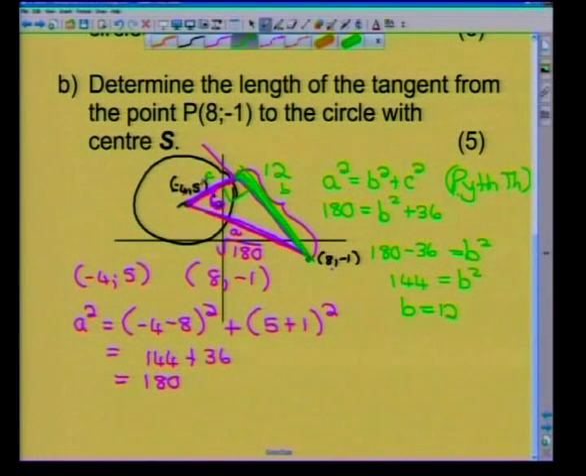So it's very easy. If they ever ask you to find the distance between a point outside and a point of contact, you always revert to Pythagoras. Pythagoras always gets you out of trouble here. Right, let's see what the next question brings.